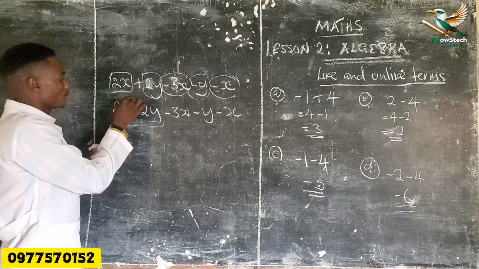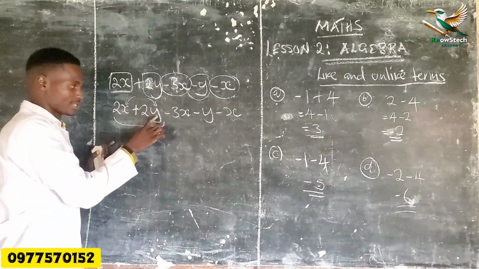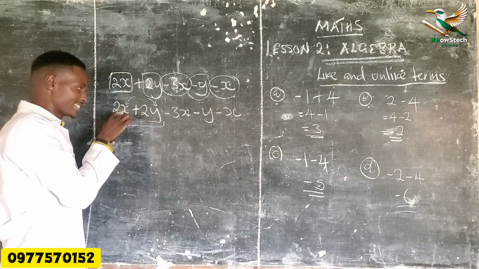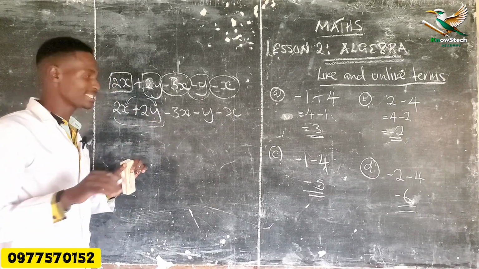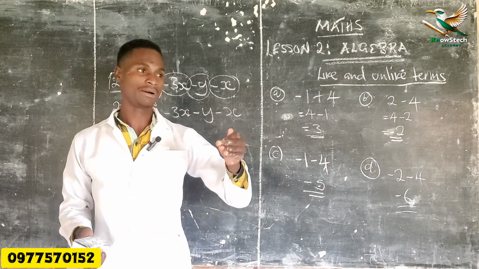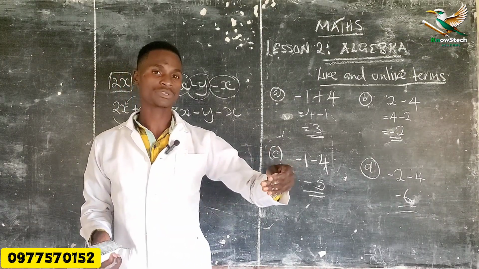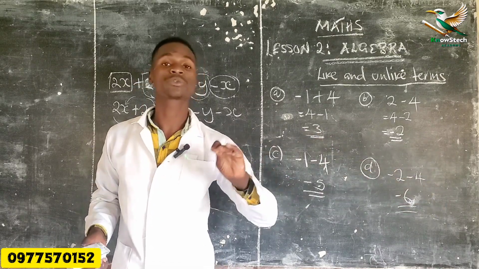Because we are only considering the variables. There is x here, there is y. There is x here, there is y. So, therefore, algebra is a subject that usually uses numbers and the variables to represent what? To represent quantities.